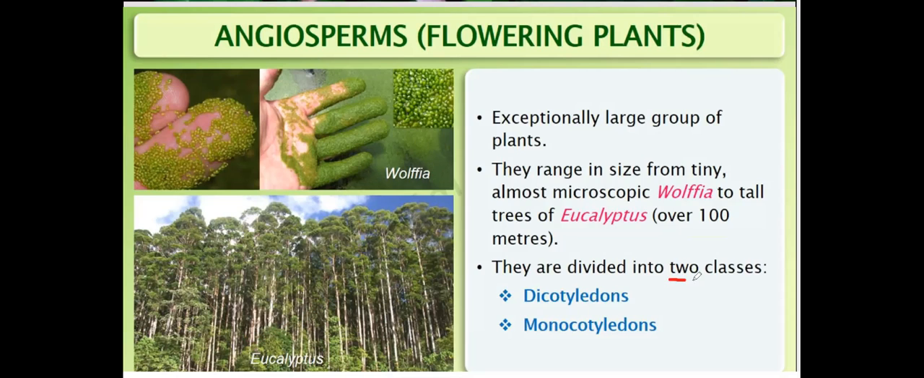Angiosperms are divided into two classes. First, dicotyledons, second, monocotyledons. There may be three important questions here. Which is the smallest angiosperm? The answer is Wolffia. Tallest angiosperm? Eucalyptus. What is the height? Up to 100 meters. And how many classes are there in angiosperm? There are two classes, dicotyledons and monocotyledons.